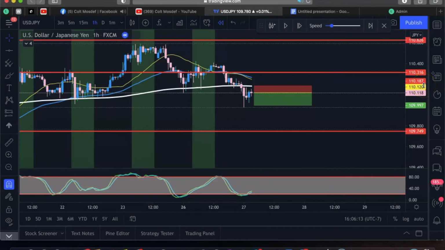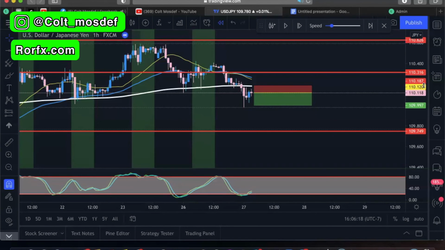110.187. So when you go into a trade, let's say we're selling USD JPY, you're going to go to MetaTrader 4, you're going to click on USD JPY, you're going to click trade, and where it says stop loss, you're going to input these numbers, 110.187. Okay, we did that.